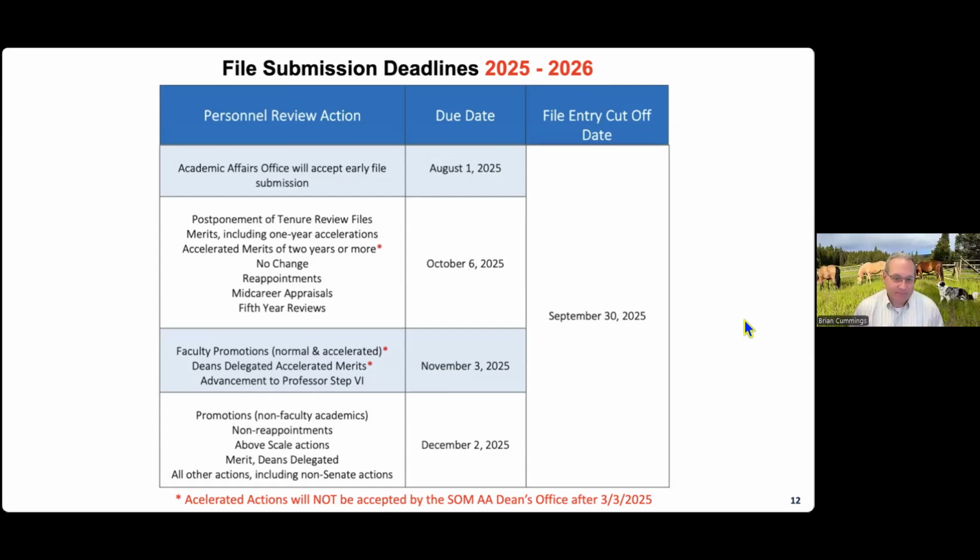2026, correct. Right. And then also note, if you're going up for an acceleration, you can't go past that March 3rd, 2025 date to get that started. Folks need time to be involved in reviewing acceleration.